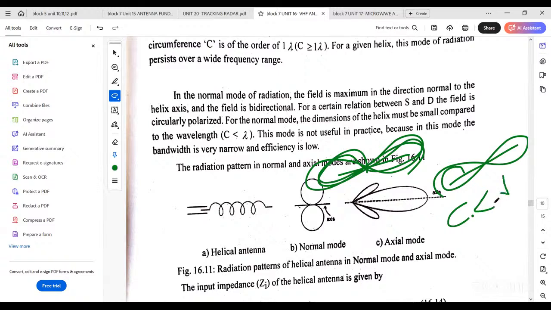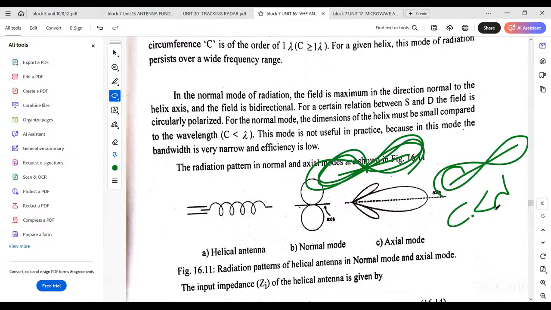These are the main features or points given in the textbook, the third or fourth paragraph above the diagram. This paragraph completely represents normal mode. So normal mode is bidirectional and the circumference is lesser than lambda. That is normal mode.